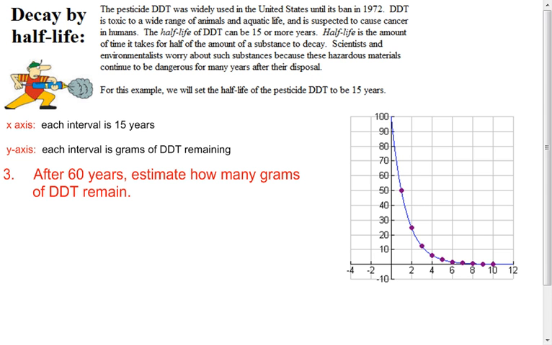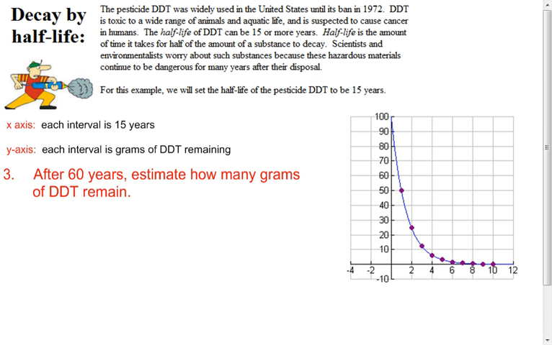Half-life is the amount of time it takes for half of the amount of the substance to decay or to be gone. So in this case, it takes 15 years for half of the DDT to be gone. Scientists and environmentalists worry about substances because they are hazardous and continue to be dangerous for many years after they are disposed. Okay, so this is kind of an example of what's happening with the pesticide DDT.